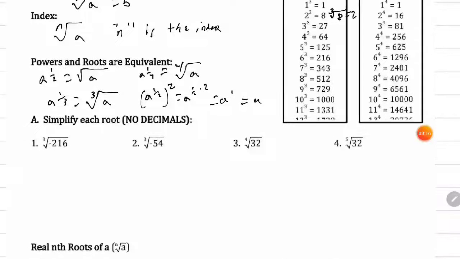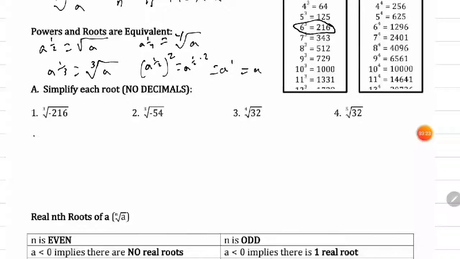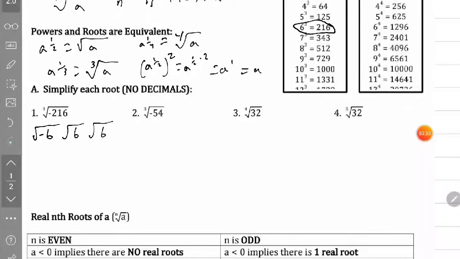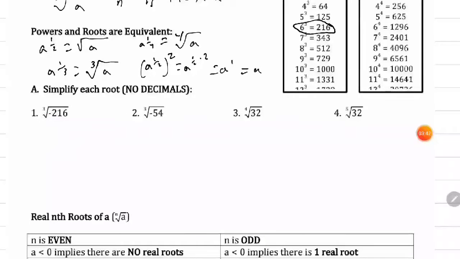I'm going to go up here again, and I notice that 6 to the 3rd is 216. So this is the same thing as negative 6, 6, 6. Oh wait, that's not the same thing, because we're dealing with cube roots. Where's my eraser? There we go. It's negative, so negative 6, negative 6, negative 6 equals negative 216. So the cube root of negative 216 is equal to negative 6. Okay, next problem.